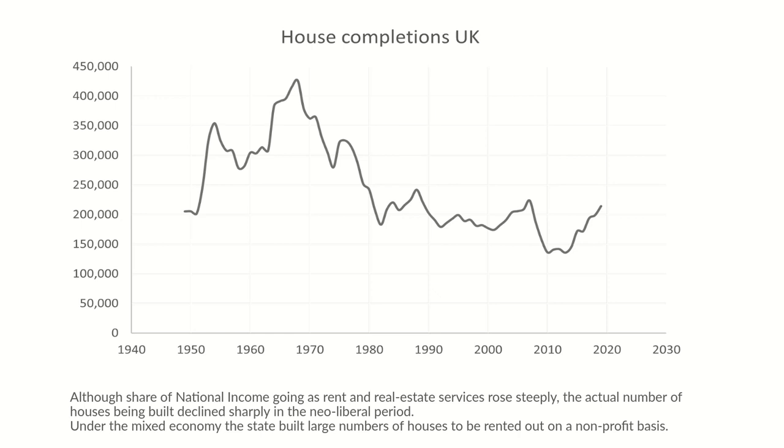And the restricted supply of new houses meant that rent as a share of people's income rose substantially. And this is reflected in the rise in financial services and rent as a share of national income that I showed in the previous graph.